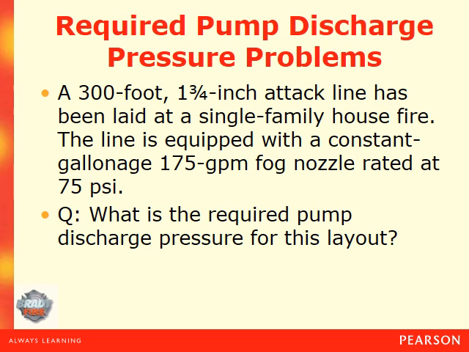So now let's figure the required pump discharge pressure for this layout. So now we're going to be looking at our friction loss for 300 feet of 1 3/4 line flowing 175 gallons per minute.